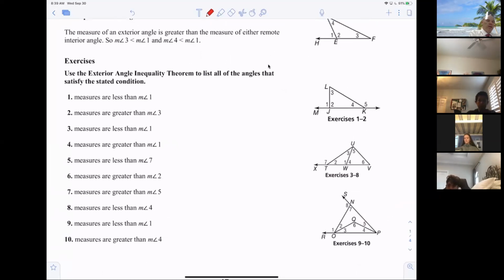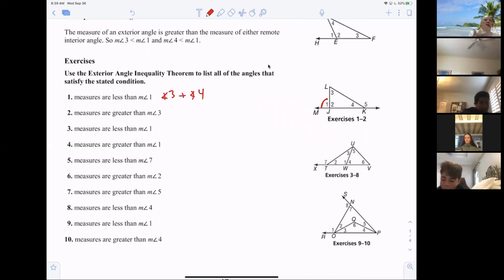Measures that are less than angle 1. What is less than angle 1? Angle 3 and angle 4. Come on, that's super easy, right? Anybody have any questions with that? What about angle 5? We can't know. I haven't told you any measure. The only thing I know for certain is angle 1 is greater than angle 3 and angle 4. I'm sorry, angle 3 and angle 4 are less than angle 1.